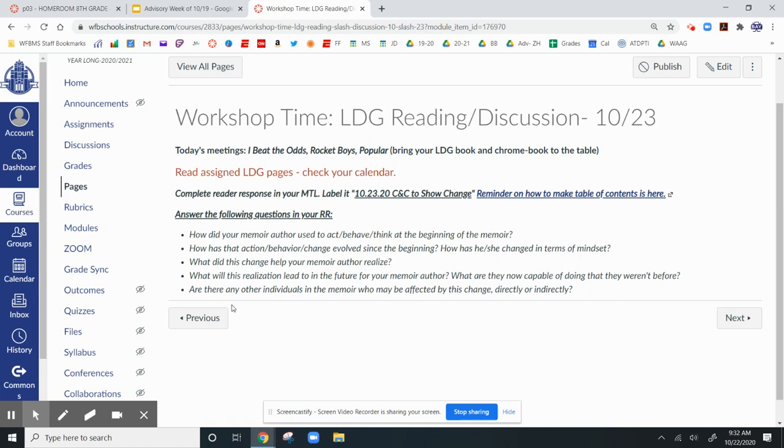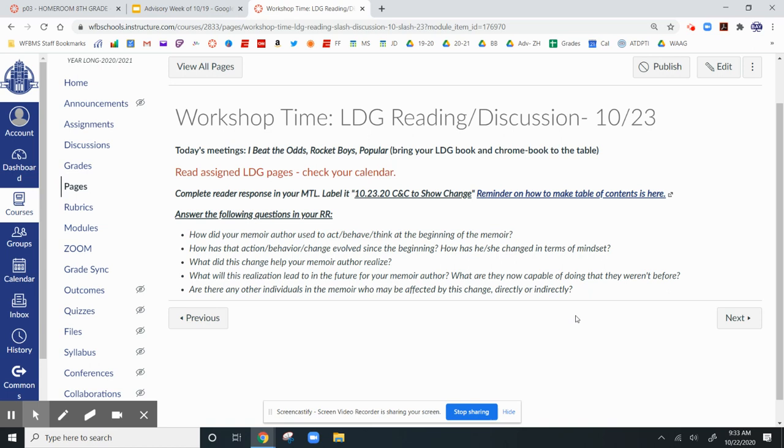Now they are. And are there any individuals in the memoir who may be affected by this change, directly or indirectly? What side characters, what other people in your memoir are now going to be affected directly or indirectly by this new realization from your memoir author? How will it have a domino effect on other people in your memoir author's life? If you can get to 6 sentences with these questions, which I think all of you are capable of, you'll have a great, elaborate, full of depth reader response in your MTL for Monday.